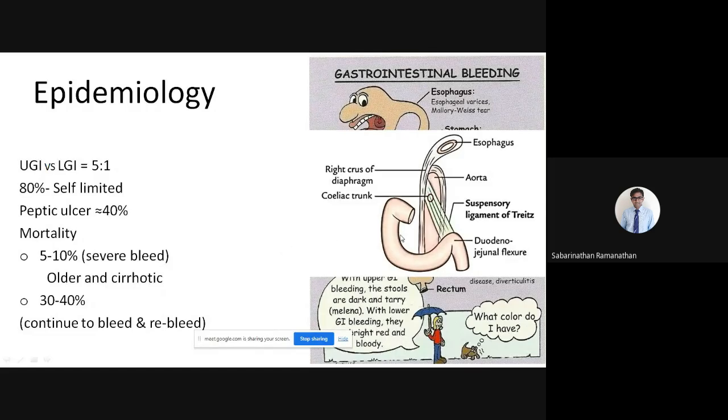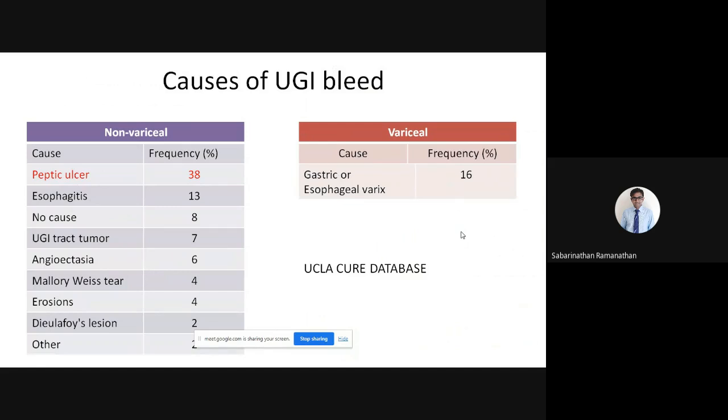Upper gastrointestinal bleeding is defined as bleeding that starts above the suspensory ligament of Treitz. That's the anatomical area where we define upper gastrointestinal bleeding. Coming to the causes of upper GI bleed, we classify into non-variceal and variceal. Among the non-variceal, peptic ulcer frequency is about 38%, followed by esophagitis, upper gastrointestinal tract tumors, and conditions like angiectasia, Mallory-Weiss tear, and some erosions, Dieulafoy lesions. These are the causes of non-variceal bleeding. Variceal bleed could be from esophageal varices, gastric varices or ectopic varices, and accounts for about 16%.